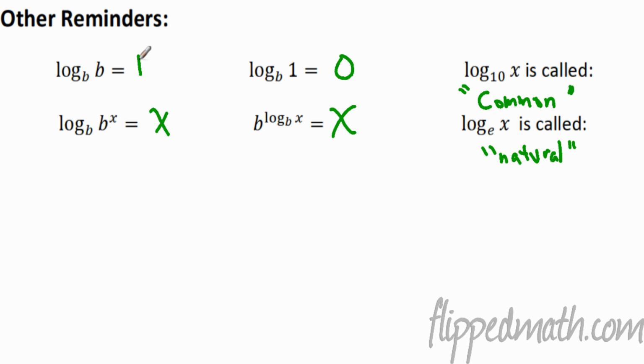All right, other reminders. The exponent I use on any number to get itself is always going to be 1. So any base, log base b of b equals 1. Log base b of 1, that means what exponent do I raise b to get a 1? Well, b to 0 is going to equal 1. Anything raised to the 0 power is 1. Log base 10 is called the common log, and it's basically if we do log and we don't put any base down, we mean a 10. There's an implied 10 down there.